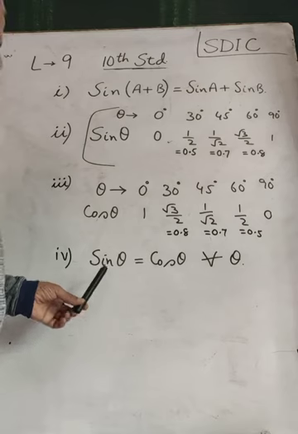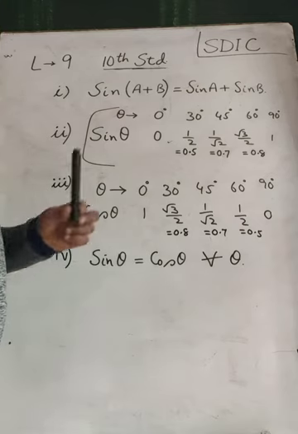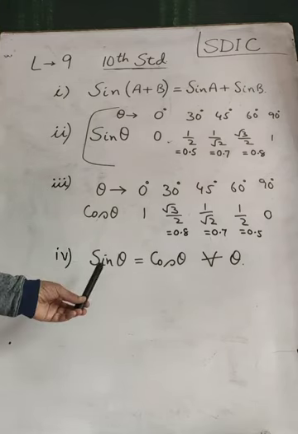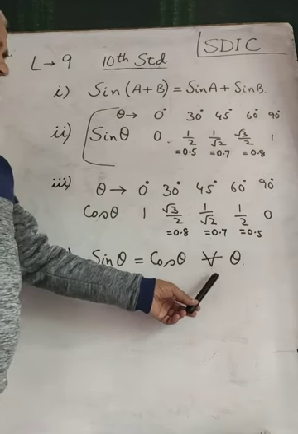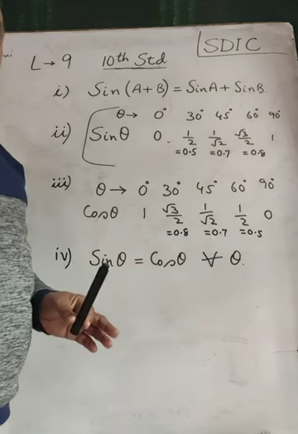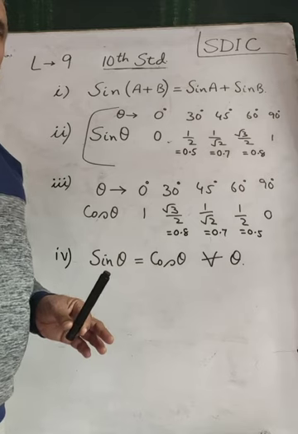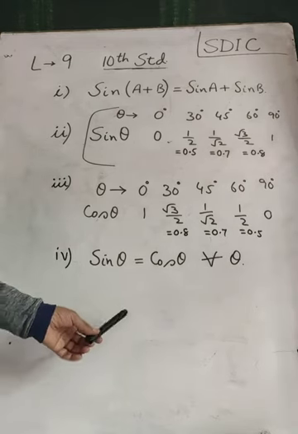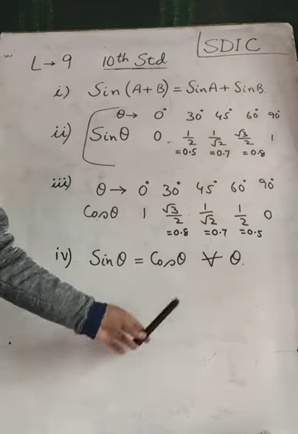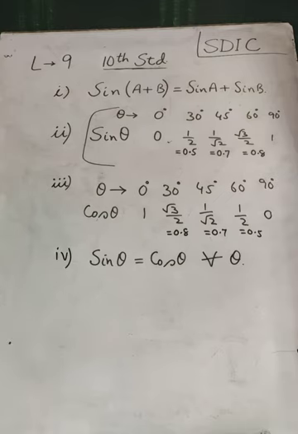Thus, what do we find? Sine theta is not always equal to cos theta. The statement that sine theta is equal to cos theta for all values of theta is therefore false. The statement is true only for theta equal to 45 degrees. That was part number 4.